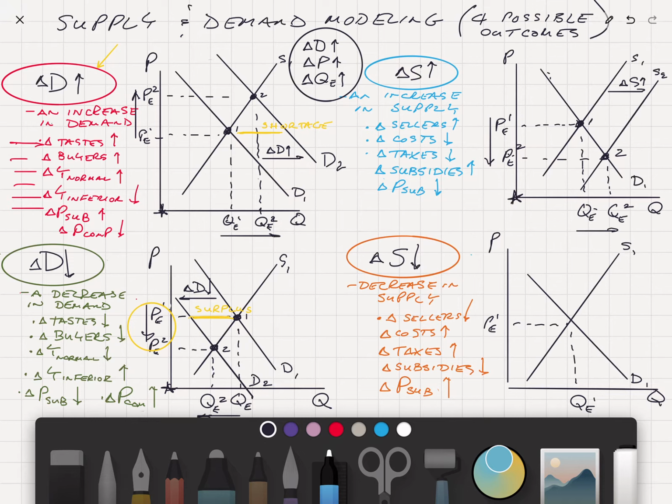An increase in supply can be caused by a change in the number of sellers up, the change in costs down. Now, technology could lead to lower costs, so let's include that in our increase in supply. Change in taxes down, change in subsidies up, and the change in the price of a substitute went down. Notice what happens here. Similar situation. Now we have falling prices.